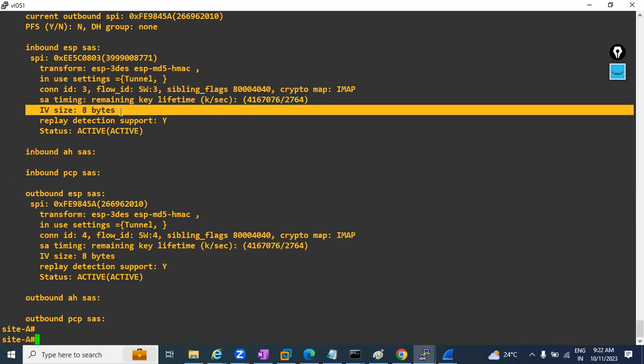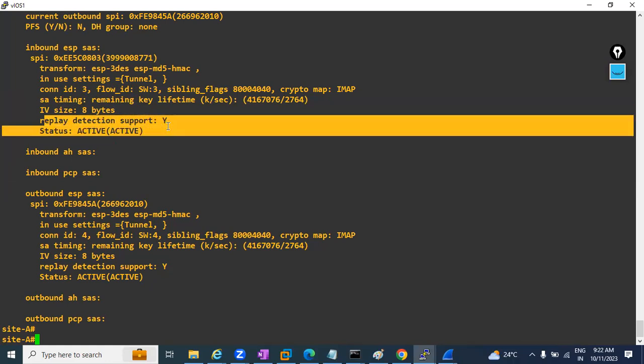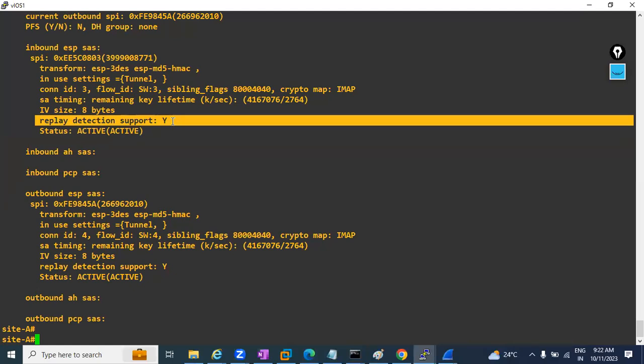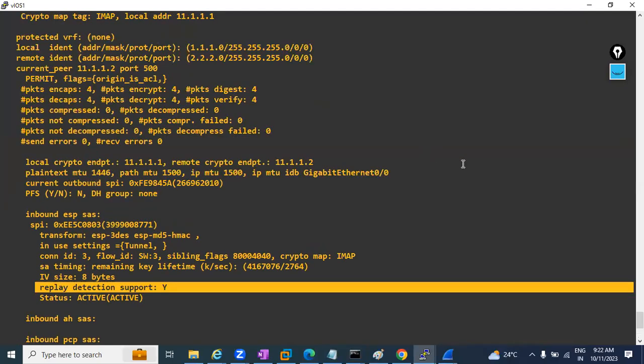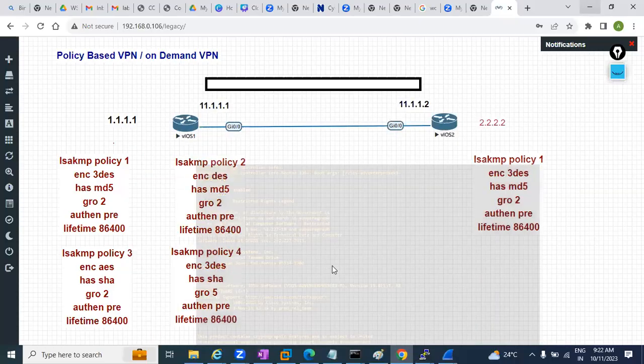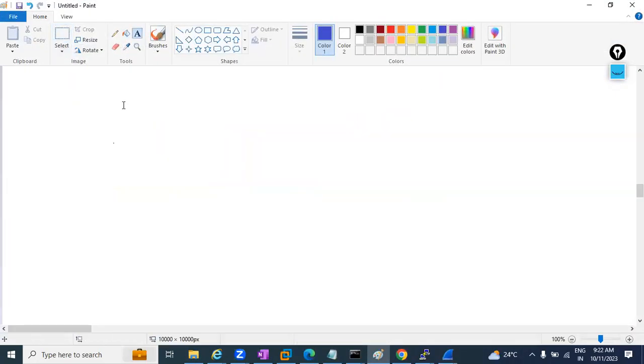Initialization vector we haven't discussed yet. Replay attack is supported by default, and replay attack we also haven't discussed, so we'll discuss it in the future. So this is all about its header. Today we discussed mainly three headers: one is ASIC-CAM, second is authentication, and ESP. After that, we discussed inbound and outbound SPIs of ESP.